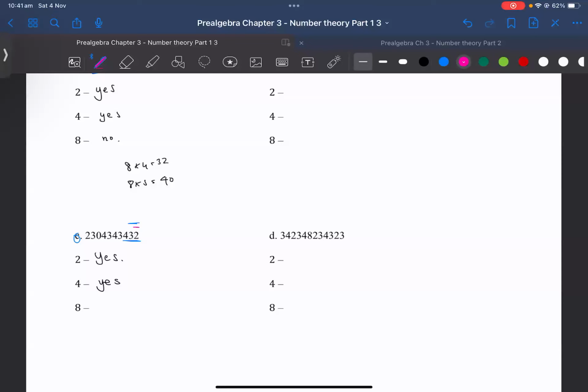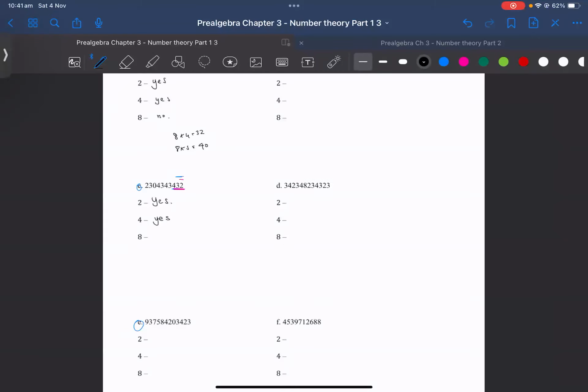And then for 8, we need to check the last 3 digits. It's 432. And we can check that by long division: 432 divided by 8.